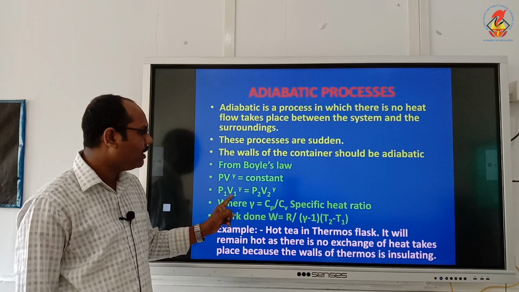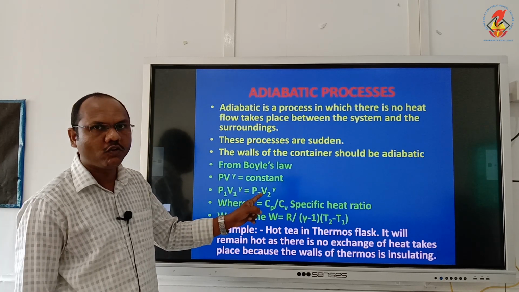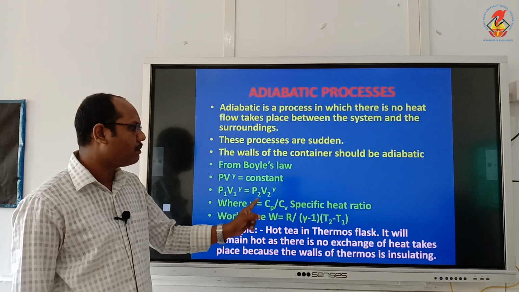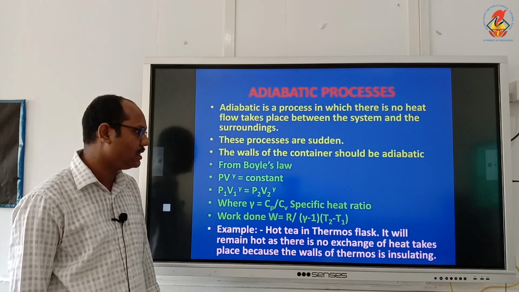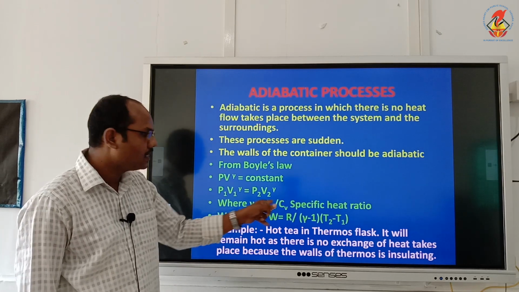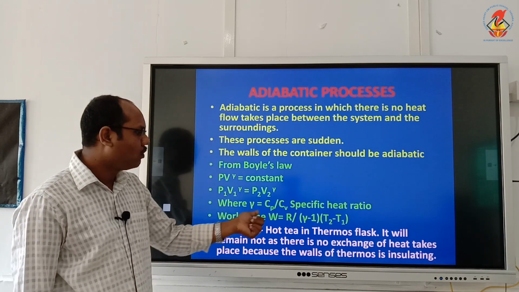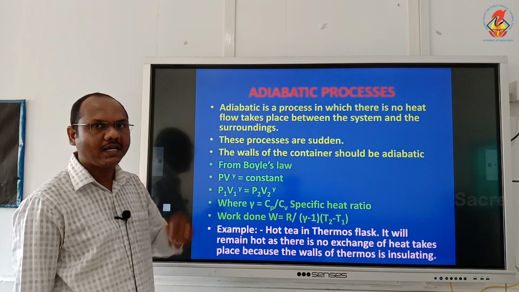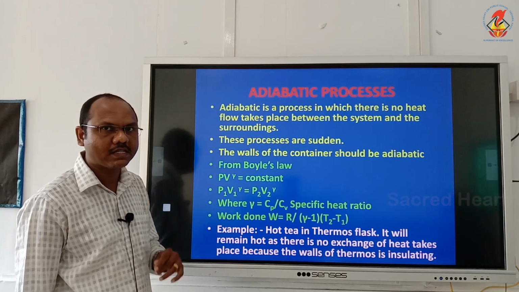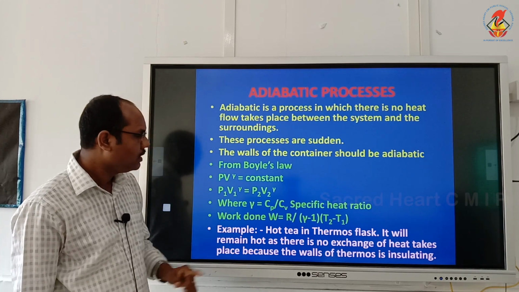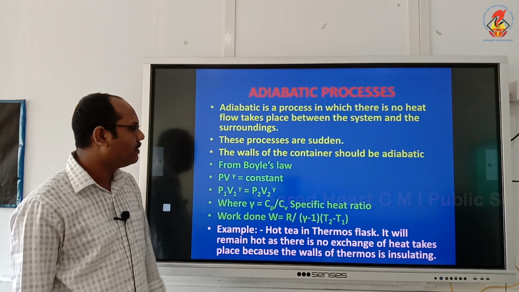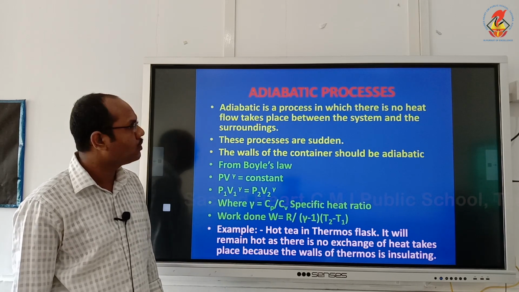So P1 V1 raised to gamma equals P2 V2 raised to gamma, where gamma is the ratio of specific heats, Cp by Cv. And this we have studied for monoatomic gas, diatomic gas, triatomic gas. What is the value of gamma? That we have studied in the previous video. So P1 V1 raised to gamma is equal to P2 V2 raised to gamma.